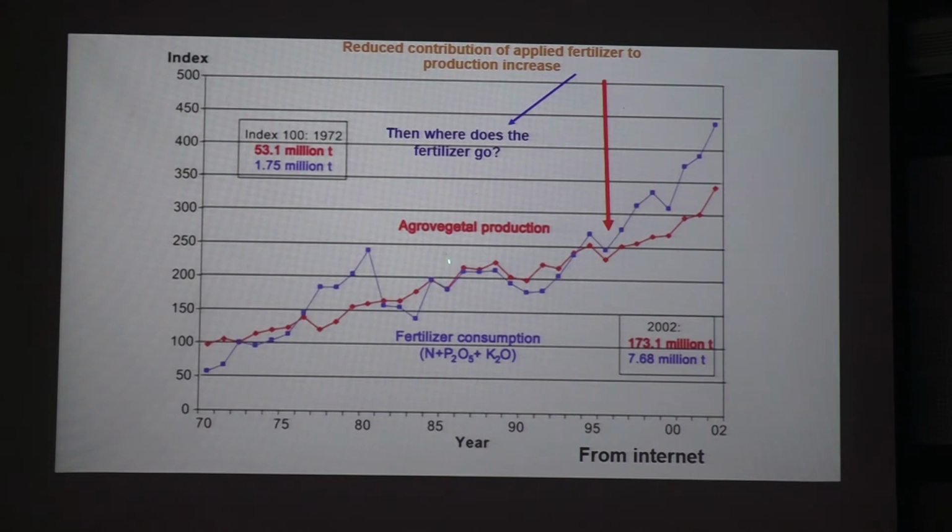Index means what? Agro-vegetal production and fertilizer use. If you see that for every this many million tons you get this much production, and now for this many million tons of fertilizer you get this much. If you divide these two, per unit of fertilizer used, the loss now is much more. It gets lost from the system.